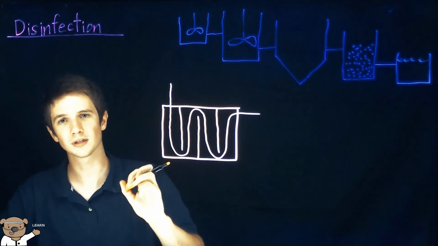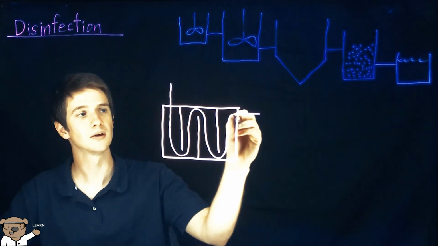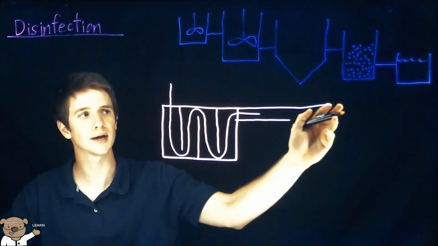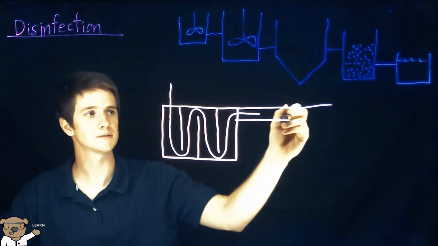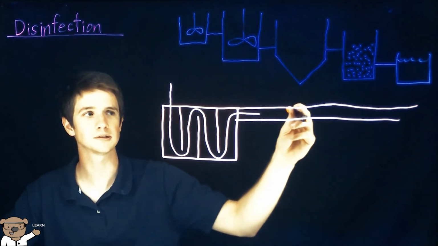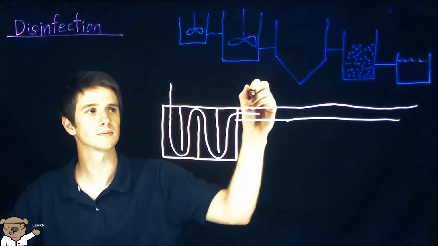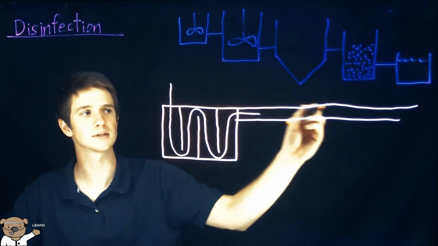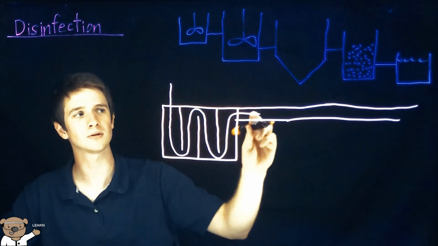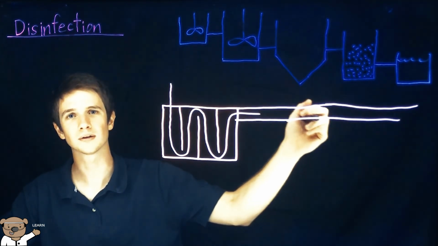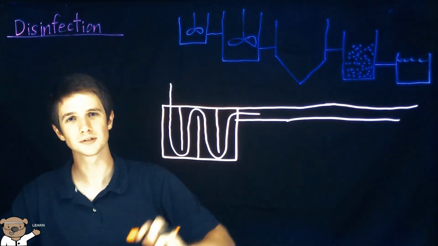But even after the water leaves the plant, we need to remember that it's going to be going through miles and miles and miles of pipes. These pipes could have bacteria growing inside them also. So we want to maintain some sort of chemical residual as it's leaving the plant. That way that chemical can continue to kill pathogens in the water as it travels to our homes.